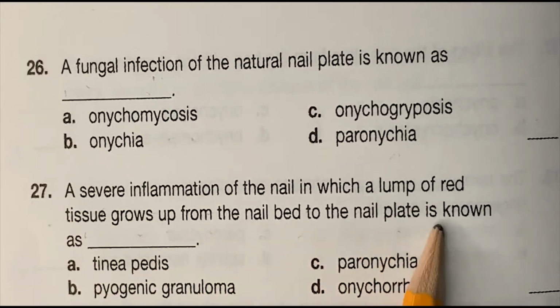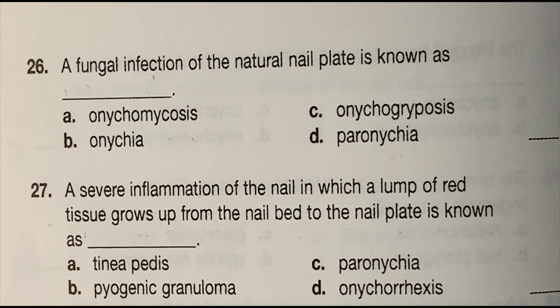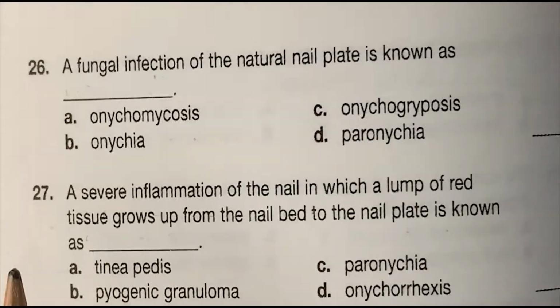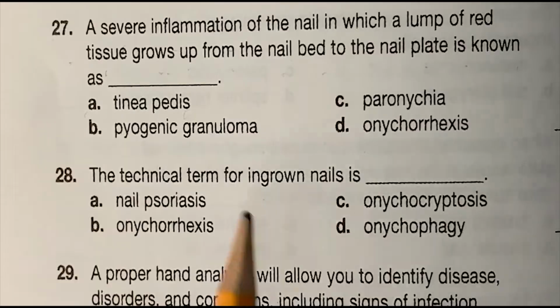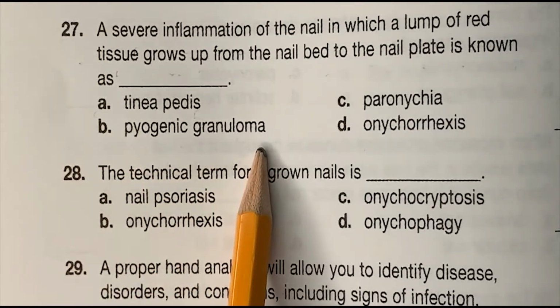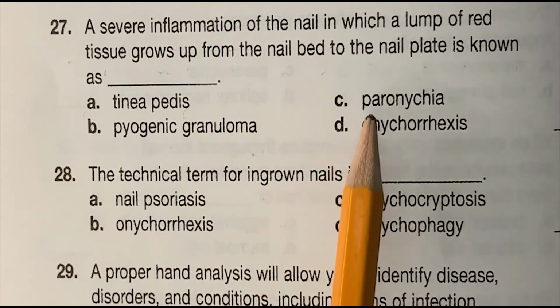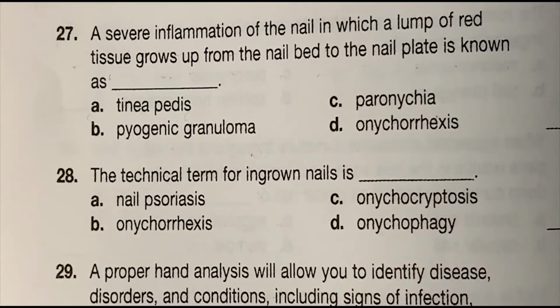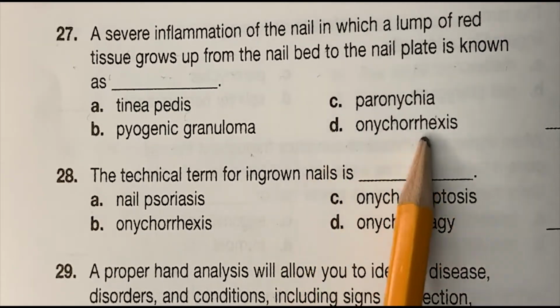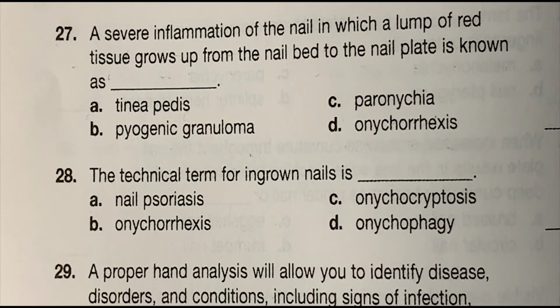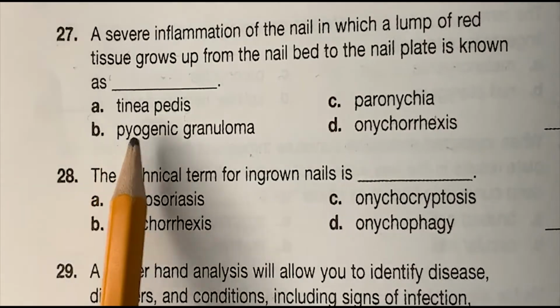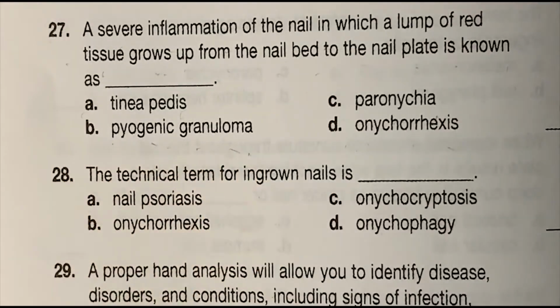Number 27, a severe inflammation of the nail in which a lump of red tissue grows up from the nail bed to the nail plate is known as blank. Is it A, tinea pedis? Is it B, pyogenic granuloma? C, paronychia? Or D, onychocryptosis? And your correct answer is pyogenic granuloma.